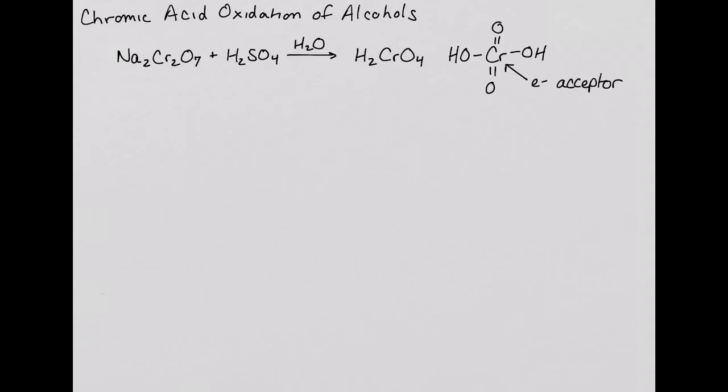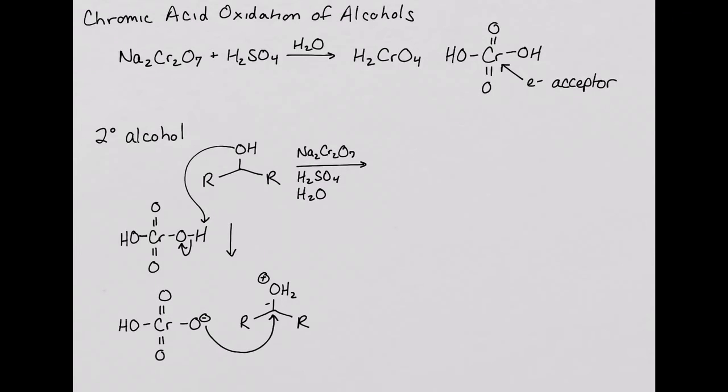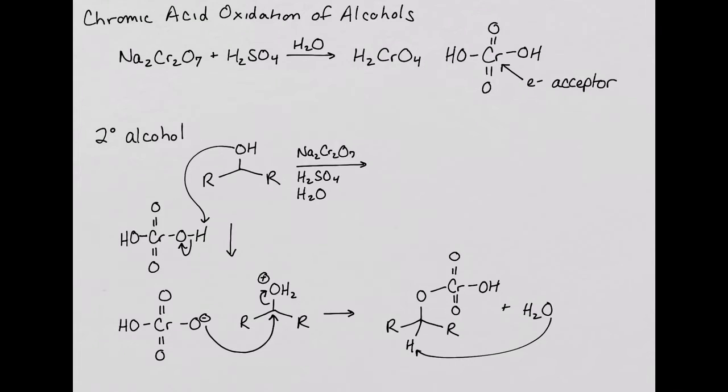Now let's look at the mechanism. The mechanism for the oxidation of a secondary alcohol using chromic acid starts with the protonation of the alcohol. This gives us the conjugate base of chromic acid and turns the alcohol into a good leaving group. In the next step, the conjugate base of chromic acid attacks the alcohol, kicking off water. Finally, water deprotonates, oxidizing the alcohol and reducing the chromium.